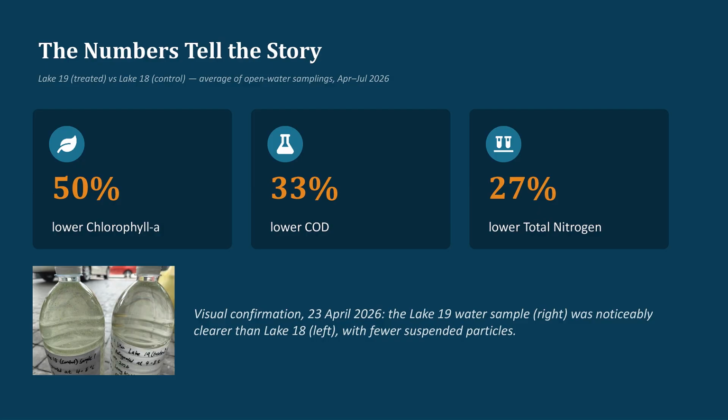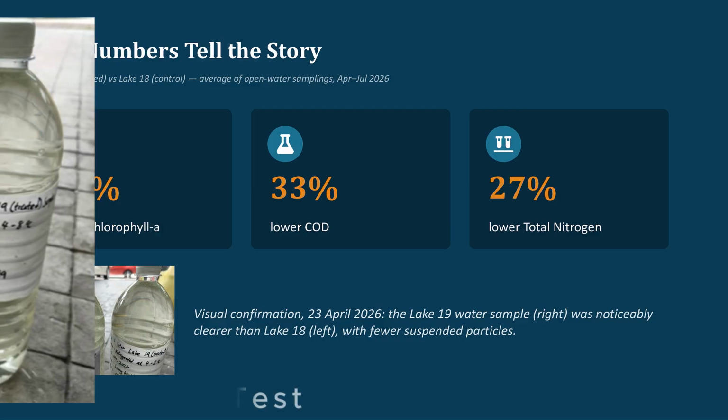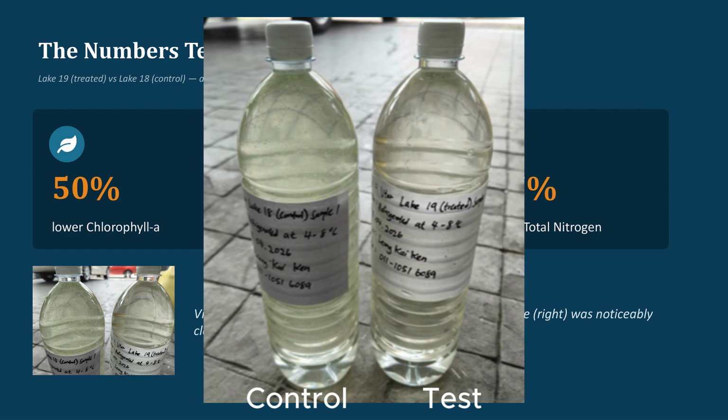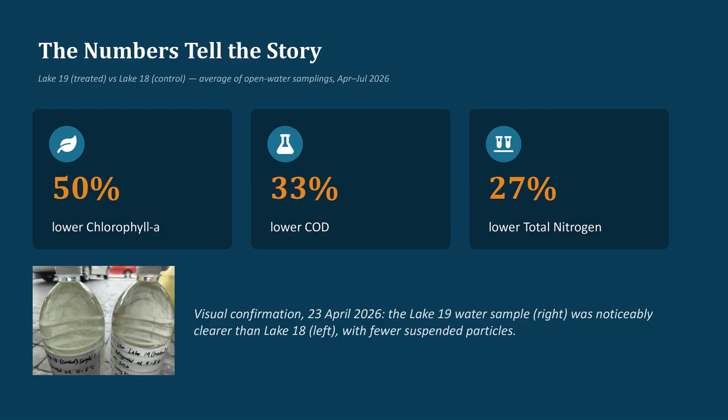And this wasn't just numbers on a page. On the 23rd of April, we visually compared water samples side by side, and Lake 19's water was noticeably clearer, with fewer suspended particles than Lake 18's. This is all thanks to the microbe activator, which contains organic nutrients that activate the local microbes, causing them to compete with the local algae in utilizing nutrients. This in turn directly controls the algae blooms.